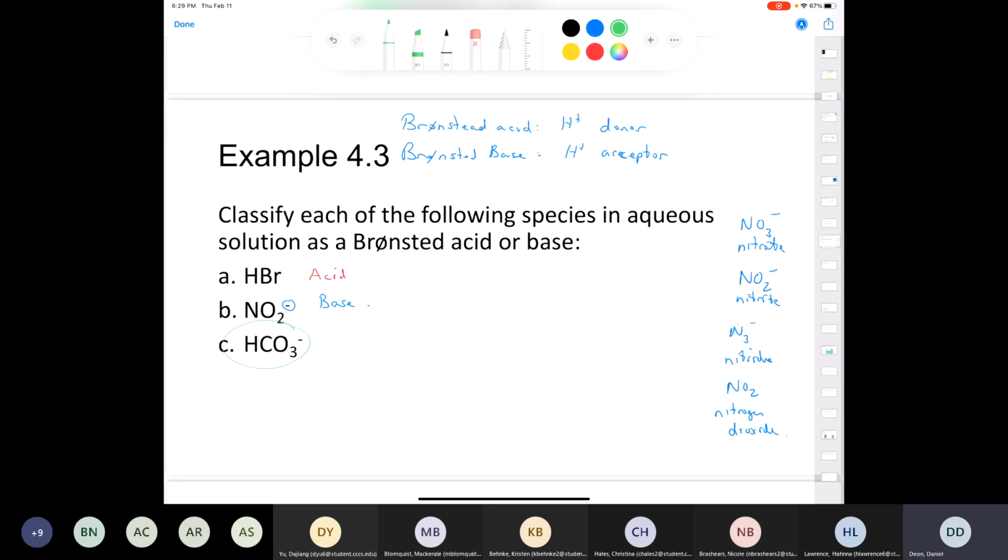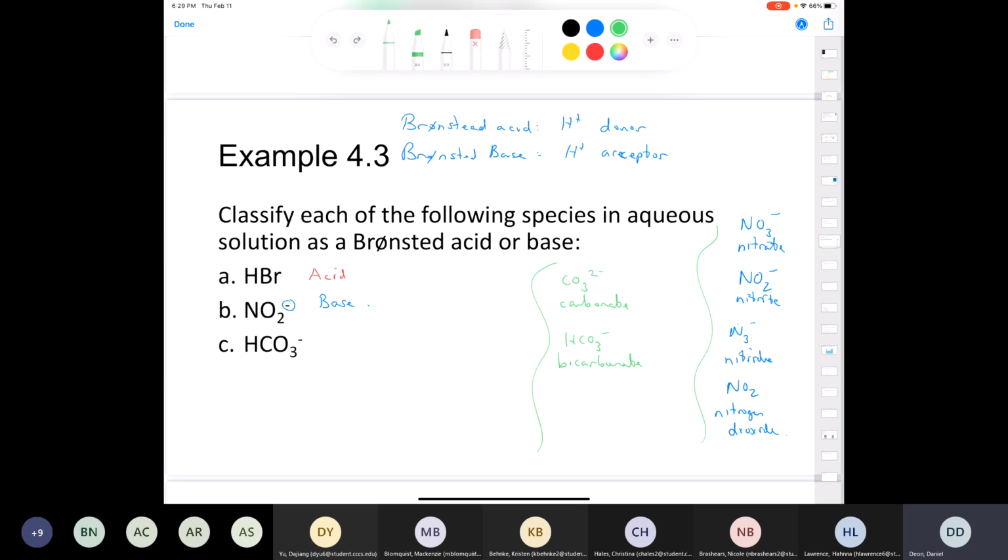This anion here, could anybody name that? HCO3 minus? Bicarbonate? It's the bicarbonate, that's right. If you have CO3 2 minus, that's a carbonate ion. And if you have HCO3 minus, this is a bicarbonate. Bicarbonate, or you can call it hydrogen carbonate. Either way is fine, but bicarbonate's what's usually used.